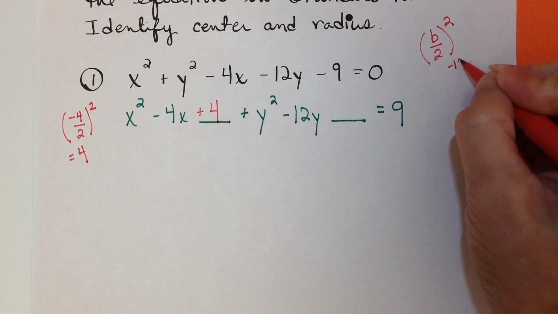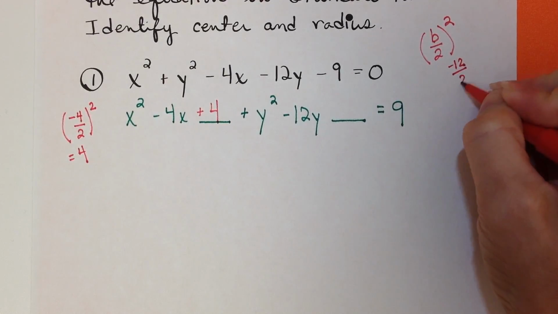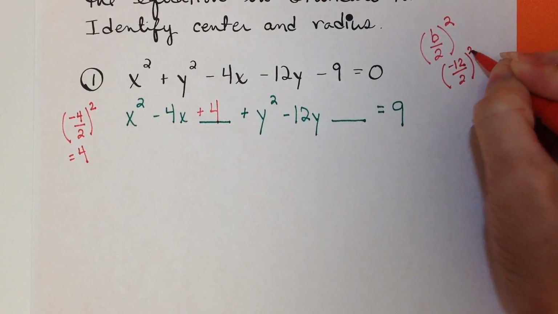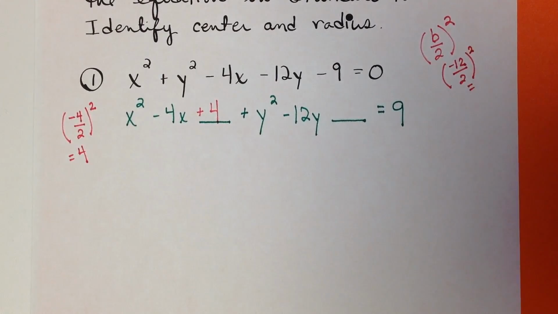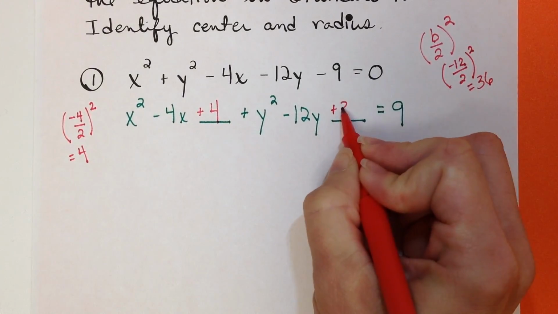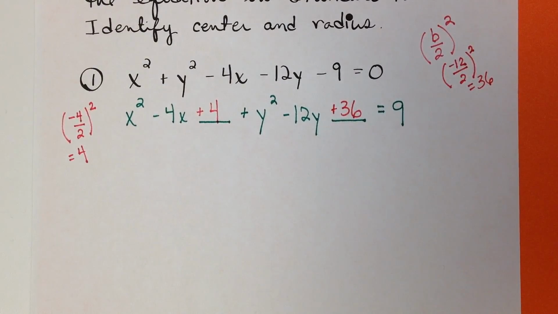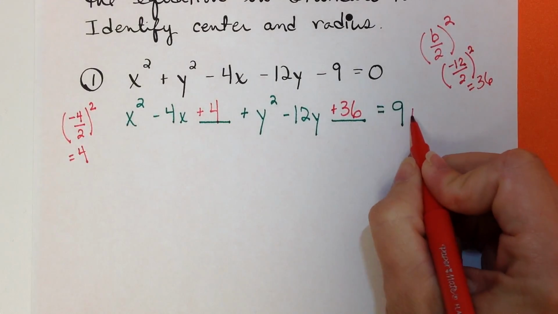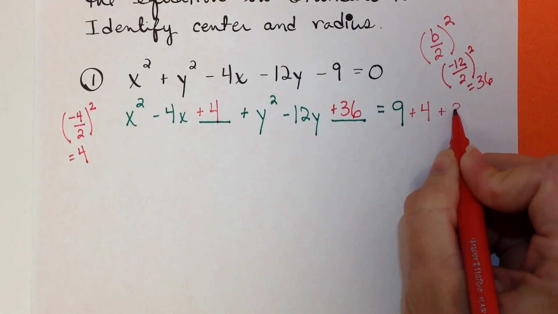We need to do the same thing here, except this time my b value is negative 12. So I would have negative 12 divided by 2 and then square. That's going to give me negative 6, and then negative 6 squared will give me 36. So I need to add 36. Now, you also have to remember to add these same values on the right-hand side. That goes back to what you have always known about equations. What you do to one side of the equation, you have to do the same thing to the other side. So I'm going to add the 4 and add the 36.